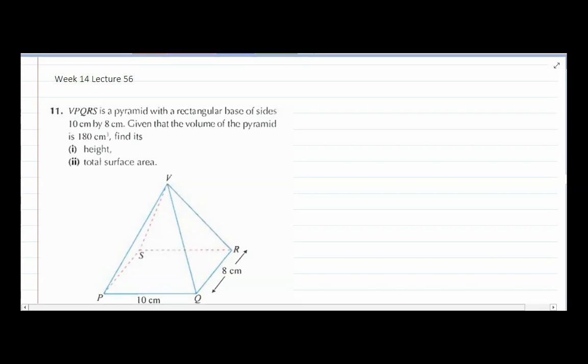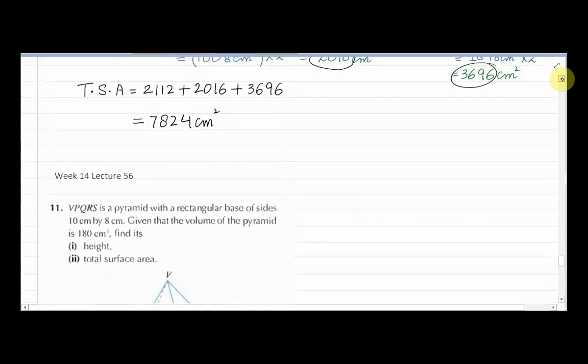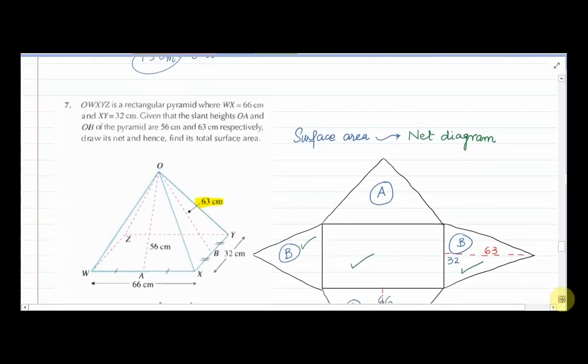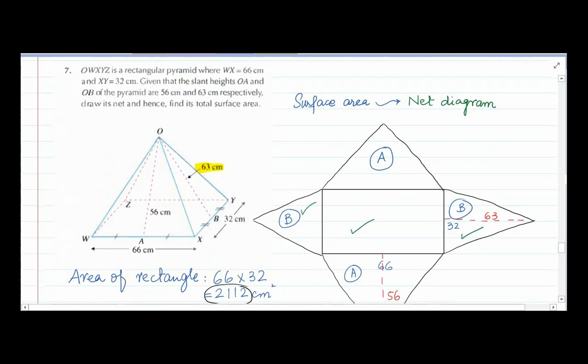Alright class, so it is week number 14 and lecture number 56. We were discussing the topic volume and surface area. In my last class we had attempted question number 7 was the last one, right? In which we need to find out the surface area of a pyramid.